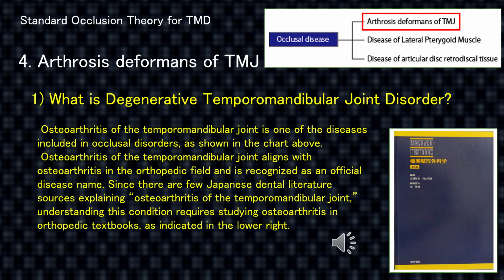1. What is degenerative temporomandibular joint disorder? Osteoarthritis of the temporomandibular joint is one of the diseases included in occlusal disorders, as shown in the chart above. Osteoarthritis of the temporomandibular joint aligns with osteoarthritis in the orthopedic field and is recognized as an official disease name. Since there are few Japanese dental literature sources explaining osteoarthritis of the temporomandibular joint, understanding this condition requires studying osteoarthritis in orthopedic textbooks, as indicated in the lower right.